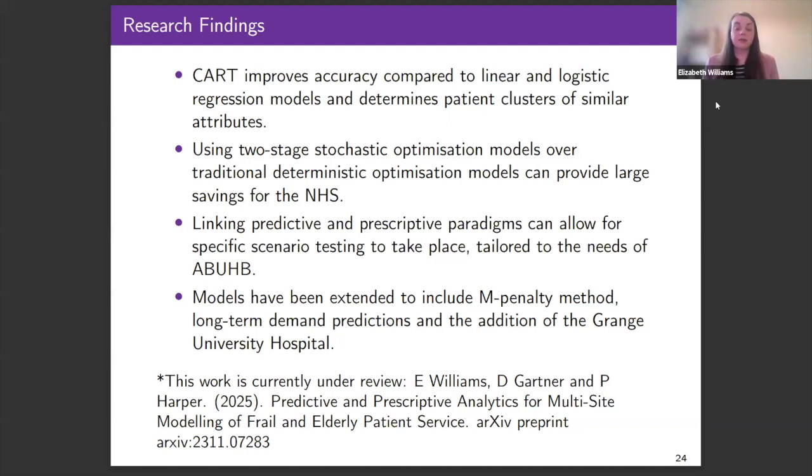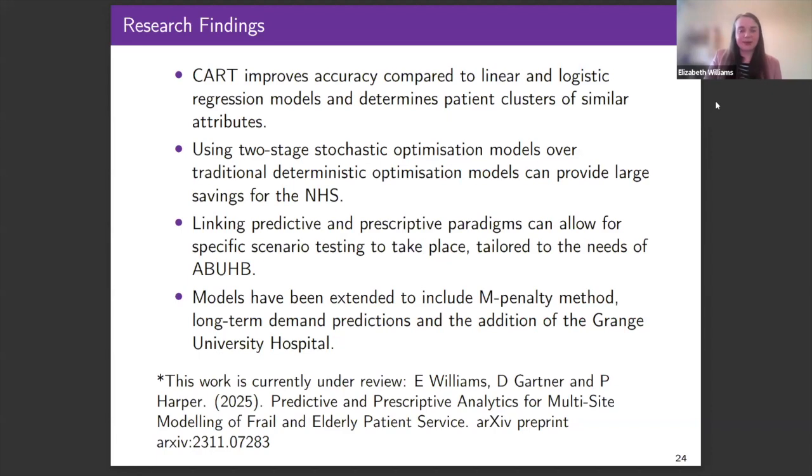And within my thesis, we also extended these models to include the M penalty method, long-term demand predictions, and within the timeframe of my PhD, a new hospital opened, so we were able to include that within the planning as well. This work is currently under review, but it is available on arXiv.